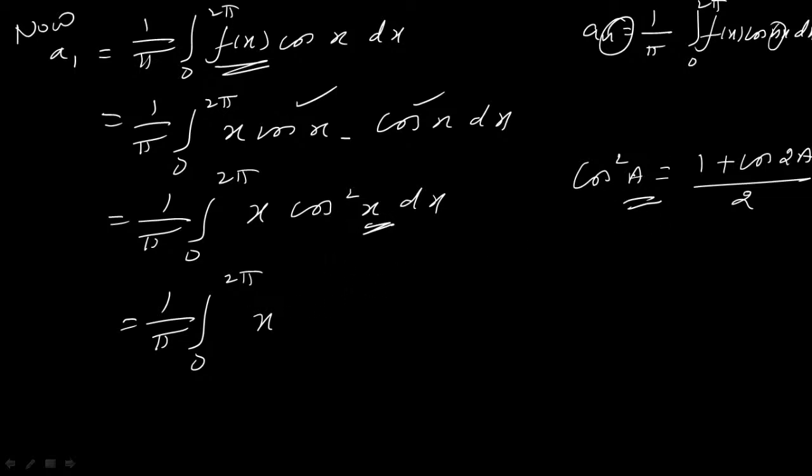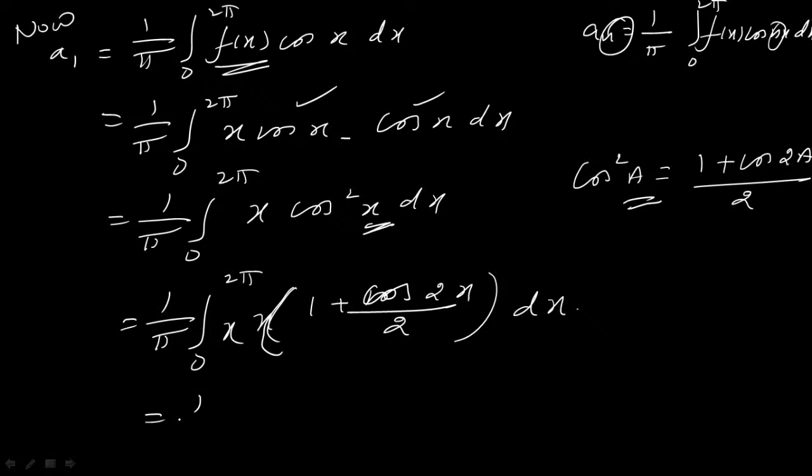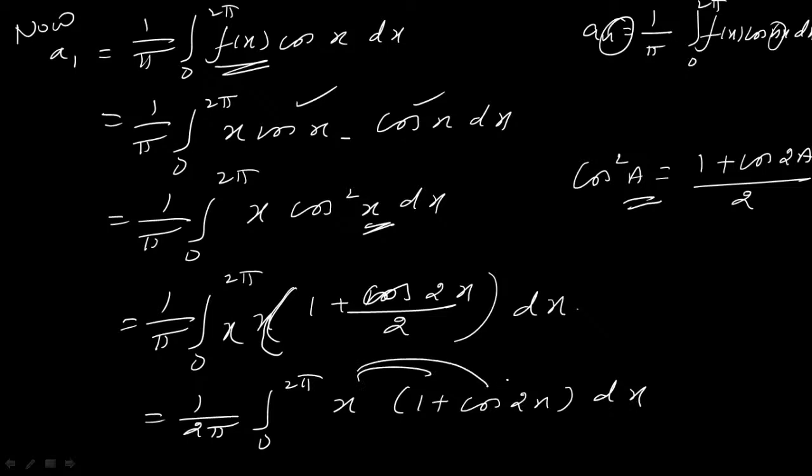So cos square x is equal to (1 plus cos 2x) divided by 2. Of dx, you take 2 outside, so that is 1 by 2 pi integral 0 to 2 pi x product (1 plus cos 2x) dx. Let me take x inside to simplify our integration.